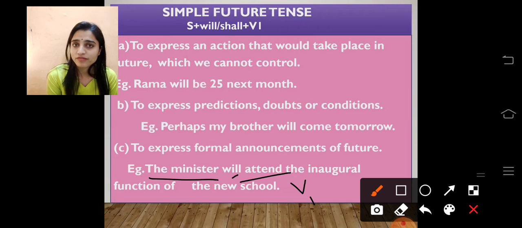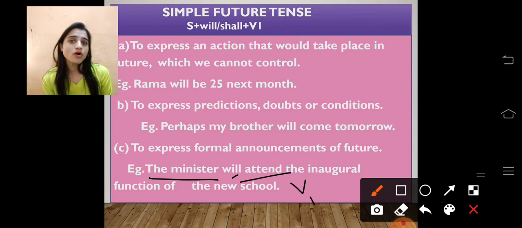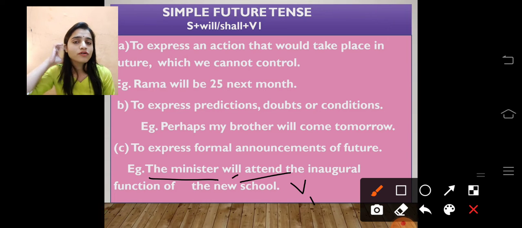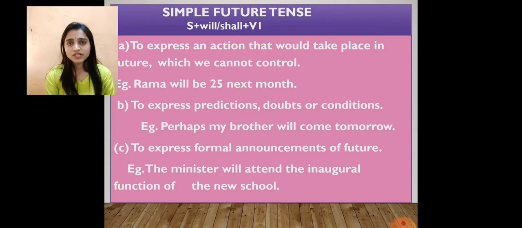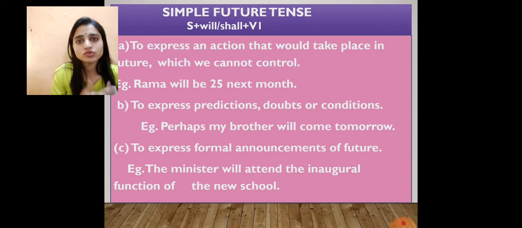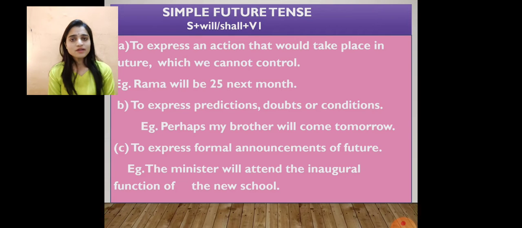Like if you want to make any formal announcements, like the school will remain closed on account of the COVID pandemic that is spreading in the city. This is a formal announcement that you are making, that the school will remain closed for a period in the future due to the pandemic that is spreading in the city. So in such announcements, we again use the simple future tense.